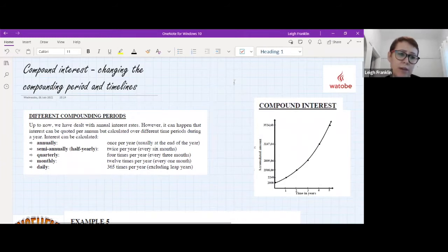going to last for 3 weeks. So there will be 6 lessons, and this is the first lesson. What we'll do in this lesson is talk about compound interest, specifically changing compounding period and timelines.